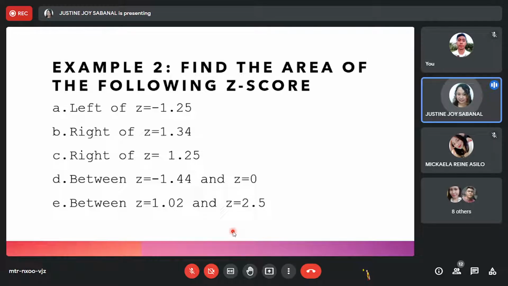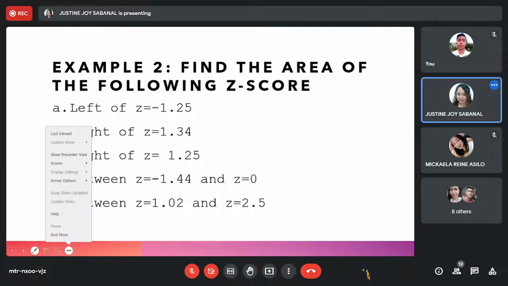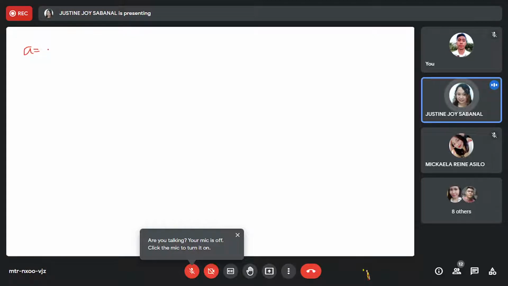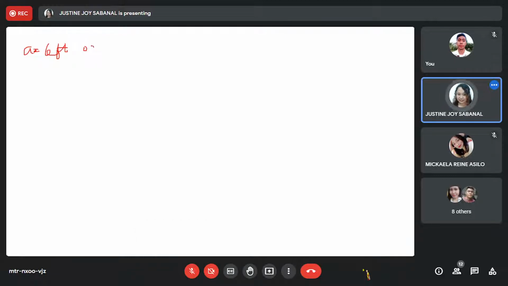So find the area of the following z-score. So for letter A, we have to the left of Z is equivalent to negative 1.25. So it's very important that we know how to represent this value in the context or in the illustration of the normal distribution.